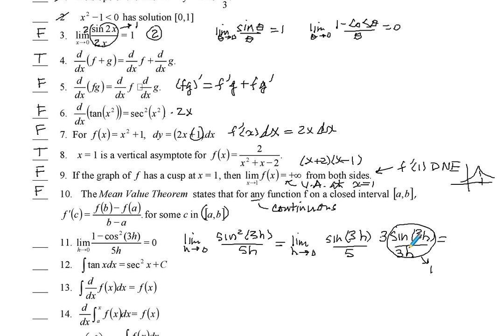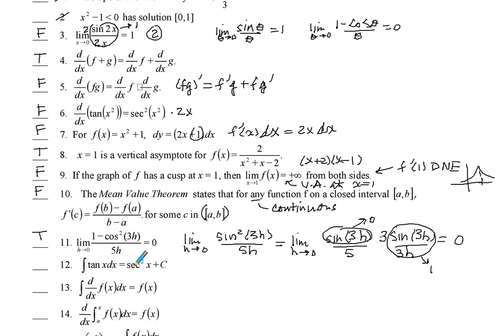So we've got a 3 and a 1, and then as h goes to 0, sine of 3h approaches sine of 3 times 0. Sine of 0 is 0. Okay, this piece is approaching 0. So we've got 0 over 5 times 3 times 1, that's 0. So this guy is true.